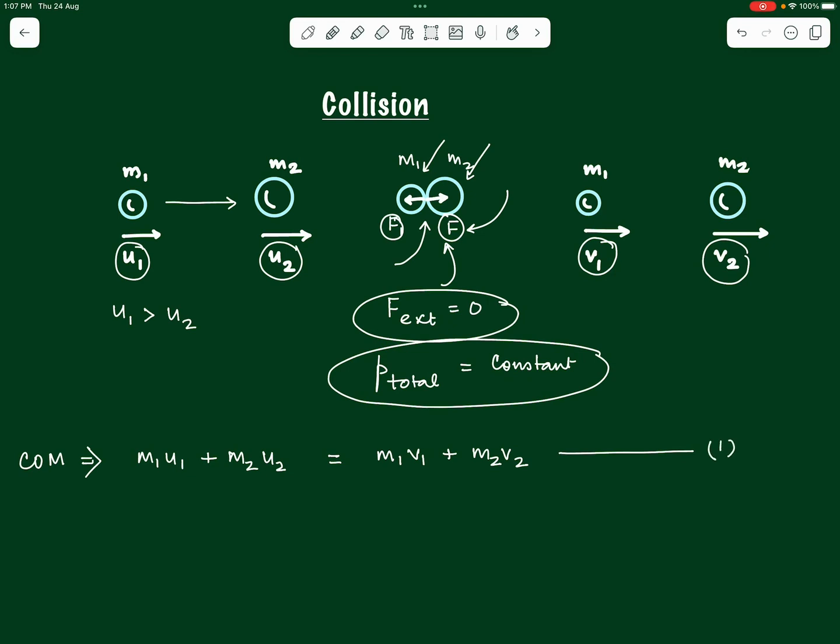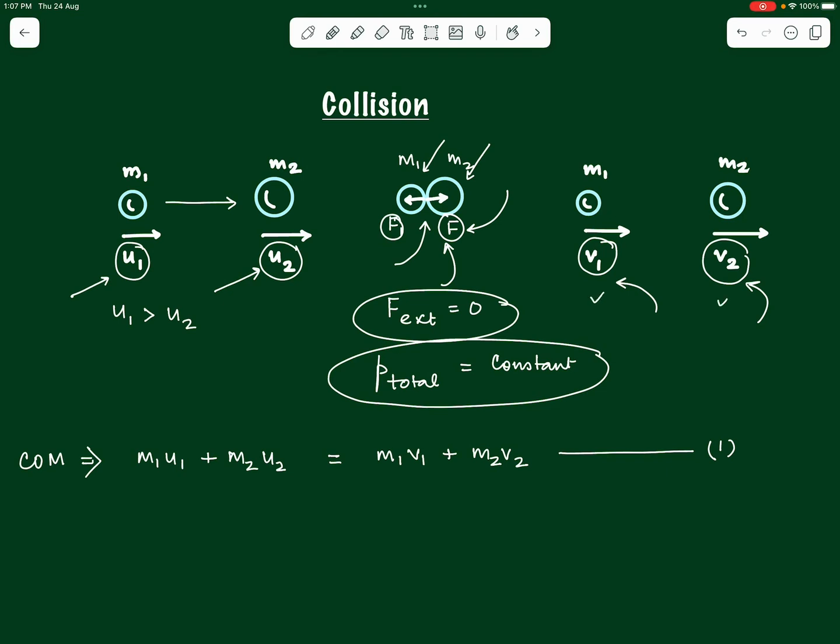Why so? Because if we know the masses of the two bodies and the initial velocities of the two bodies, u1 and u2, and we want to find out the final velocities of the two bodies after collision, v1 and v2, understand that v1 and v2 both are our variables.